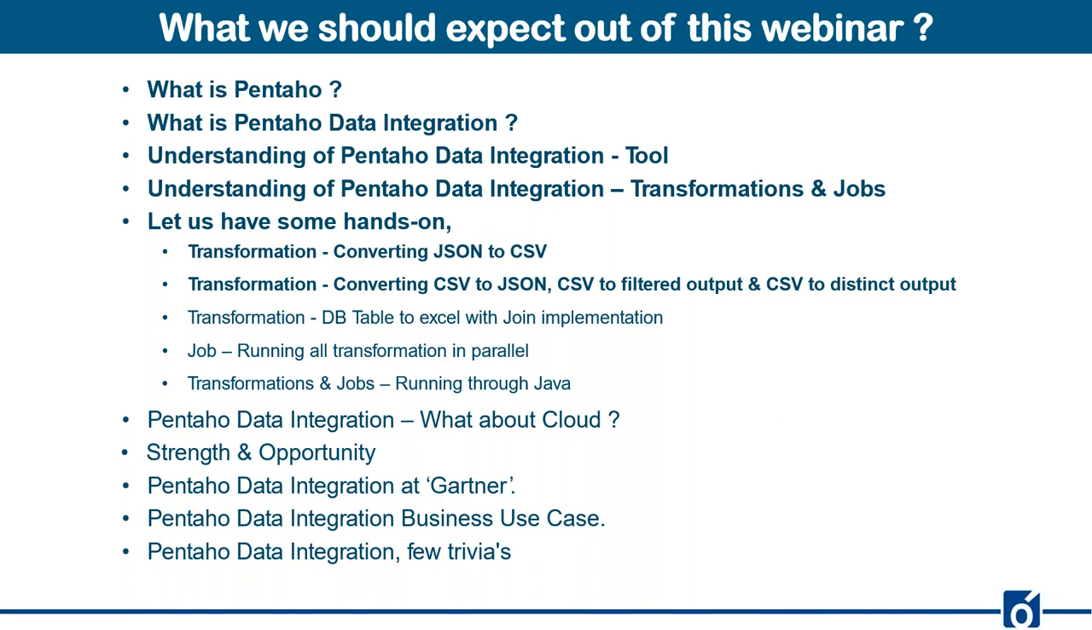I will do some joins on some tables, and I will provide the output of that join in an XLS file, right? And apart from transformations, there is one more important component I will consider, that is a job. So in the job, I will run all these three transformations through one job.